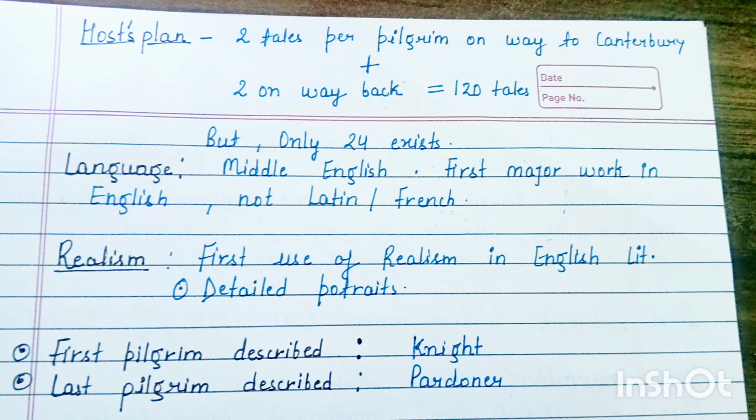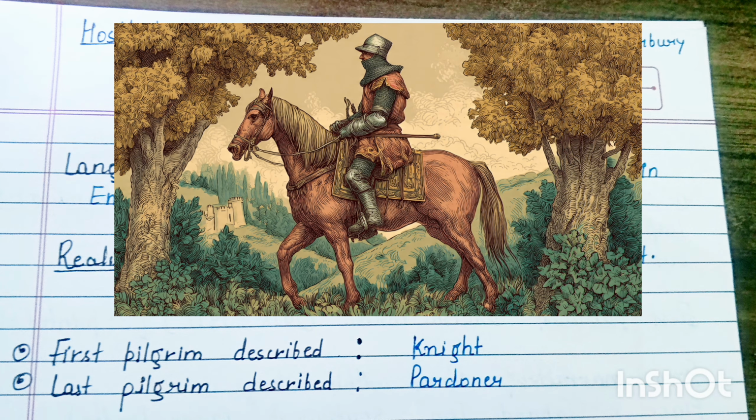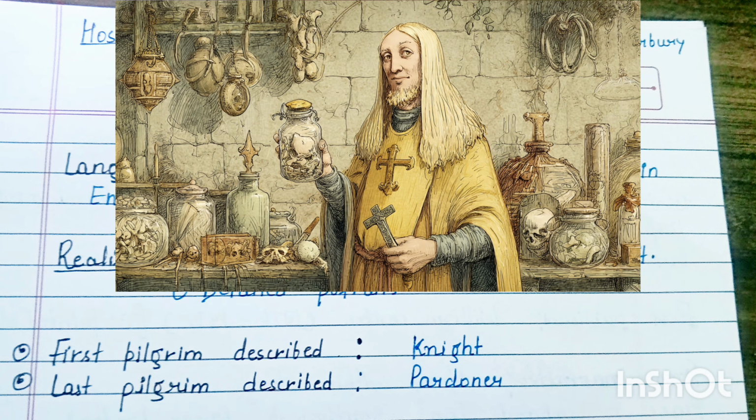You will get to see the first use of realism in English literature in this work, because before this, authors were busy writing about kings and praising them, or writing about knights and their chivalry, or sometimes about gods as in epics. But no one was talking about commoners. But in this work, we will get to see 14th century England complete. Here we have characters ranging from nobility to clergy to commoners. The first pilgrim described by Chaucer is the knight, and the last pilgrim described by Chaucer is the pardoner.